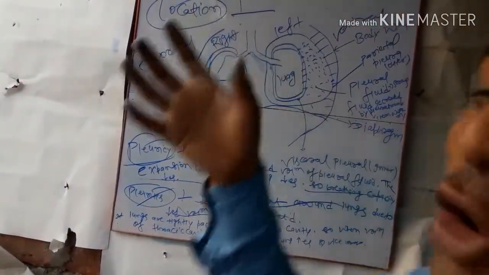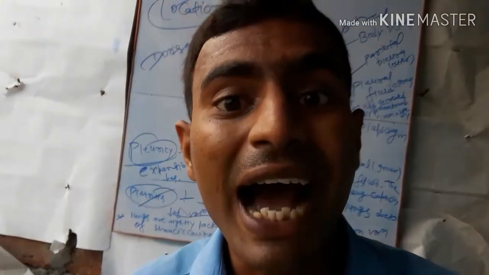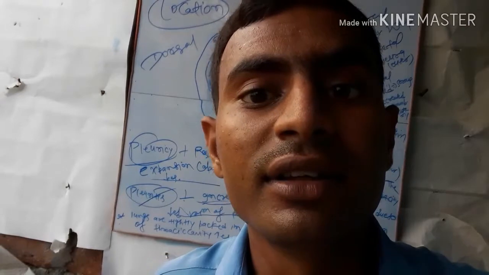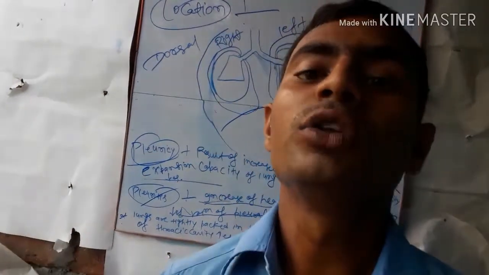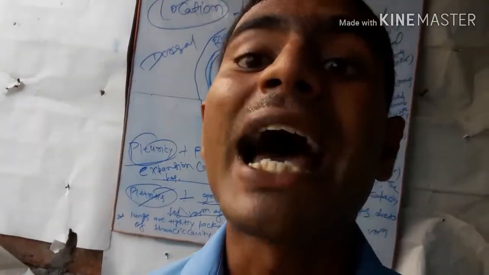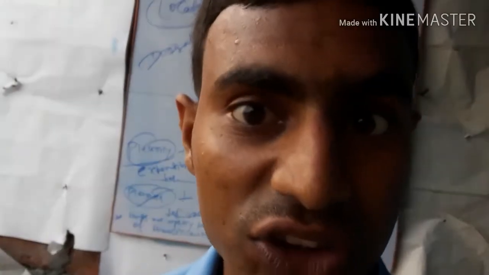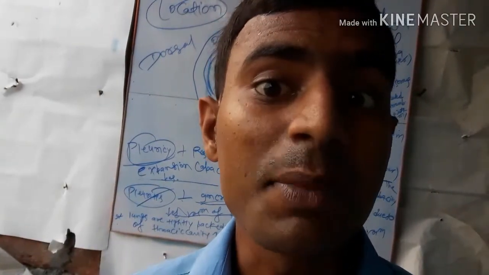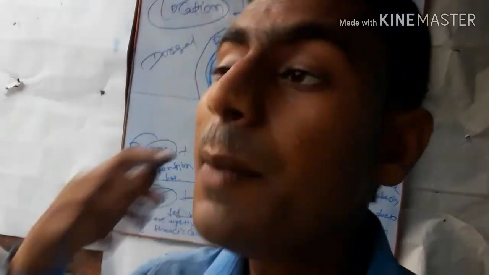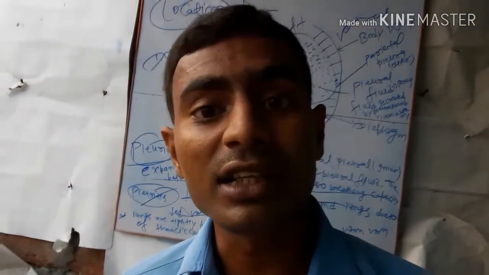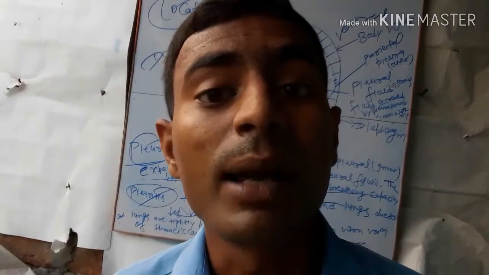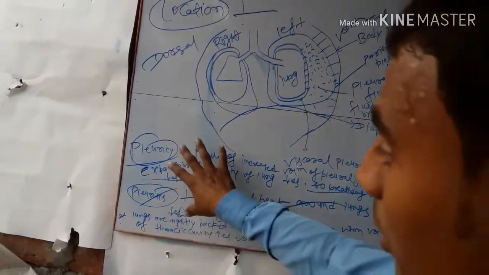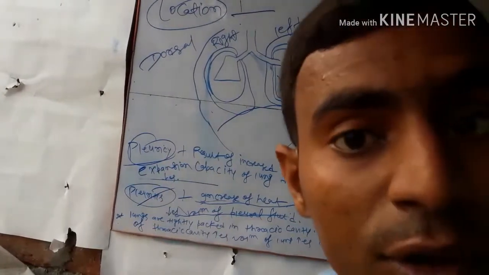Volume of pleural fluid decreases. Due to that, heat around the lung increases. So this is pleuritis. "-itis": you never forget that -itis means inflammation. If the term -itis is present anywhere, it means a matter of inflammation. Okay, so this is pleurisy and this is pleuritis.